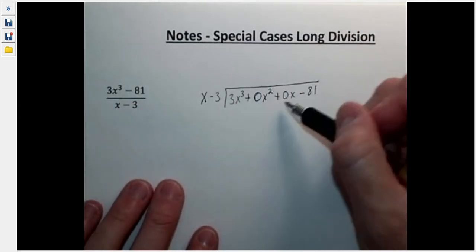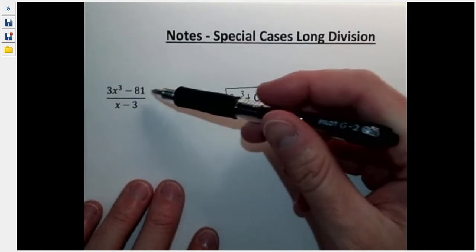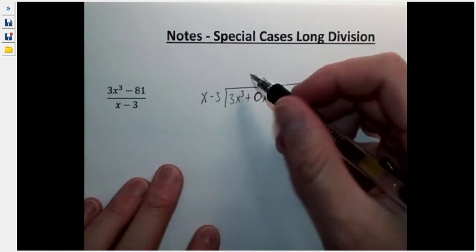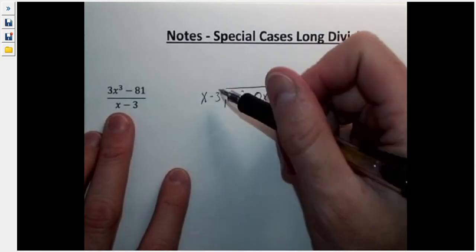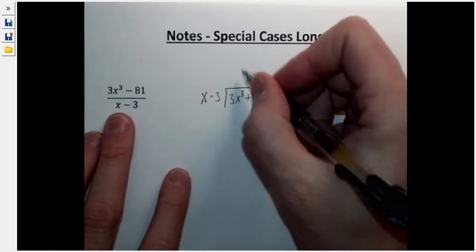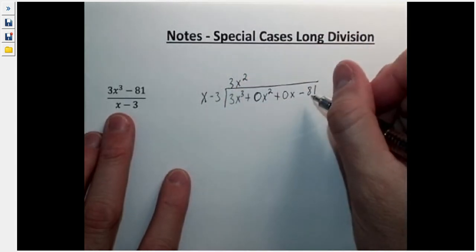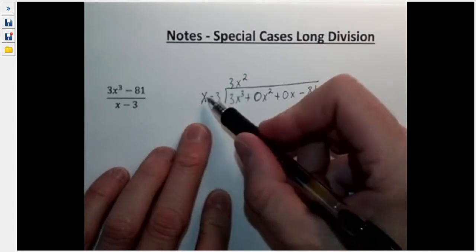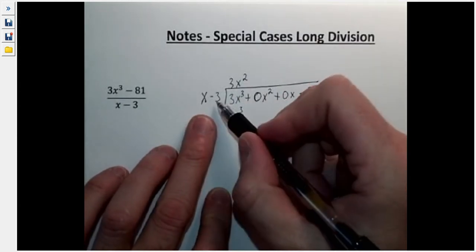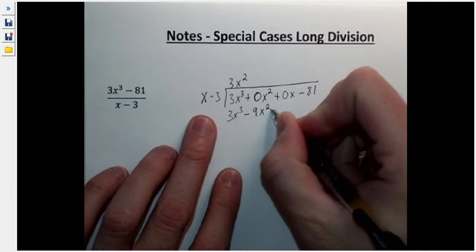Now, we have to add in these placeholders because if not, when we go to do our long division, we're going to end up possibly subtracting numbers that don't go together. And you'll see what I mean in just a minute. So again, we've got 3x cubed. X times what will give me 3x cubed? Well, that's 3x squared. So 3x squared times x is 3x cubed, and 3x squared times negative 3 is negative 9x squared.